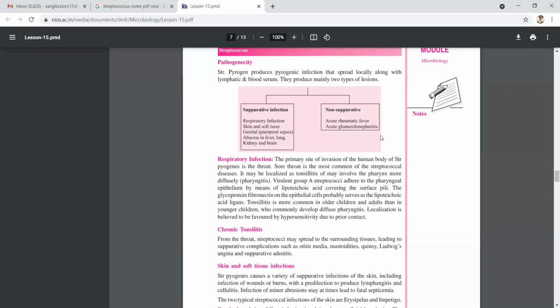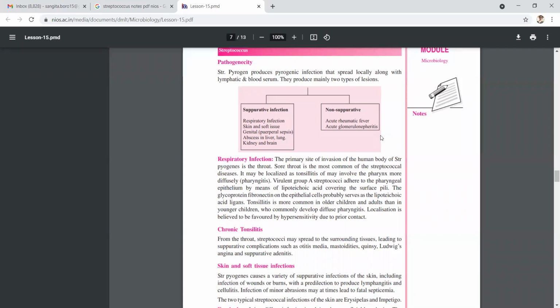In the respiratory tract, this is the primary site of invasion of the human body by Streptococcus pyogenes, and the area is the throat. Sore throat is the most common of the streptococcal diseases. It may be localized as tonsillitis, or it can also involve the pharynx if it spreads. From the tonsils, if it starts spreading, it can affect the pharynx and then cause pharyngitis.